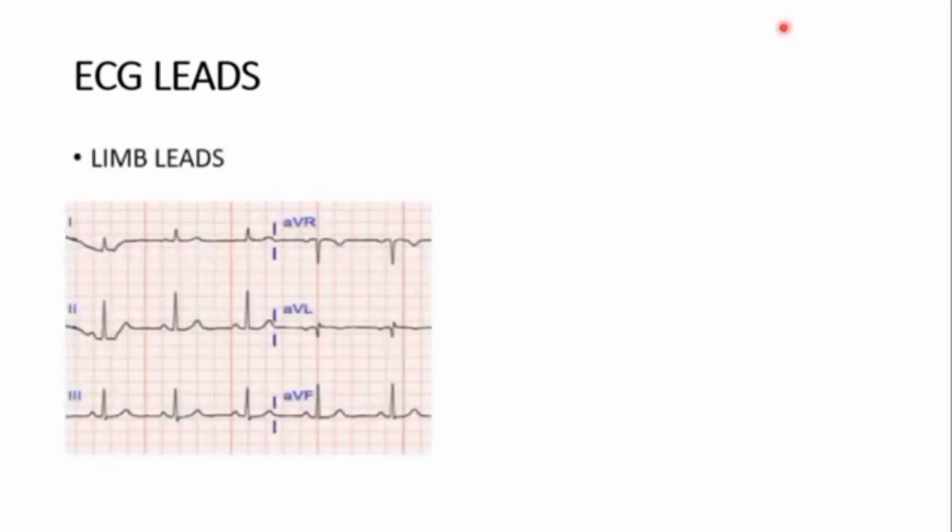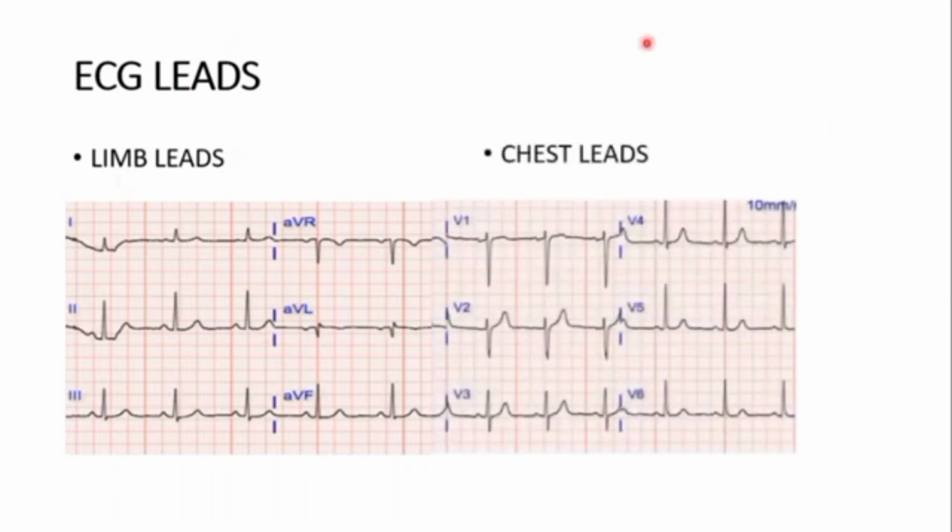Now let's talk about the limb leads. There are 6 limb leads as mentioned before: AVR, AVL and AVF, and their potential differences, lead 1, 2 and 3. These are limb leads placed from top to bottom. Then there are 6 chest leads. These leads are also called precordial leads, before the heart. They are placed in front of the heart. These are V1, V2, V3, V4, V5, V6, and I just told you their respective locations.